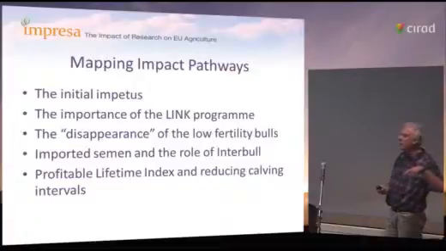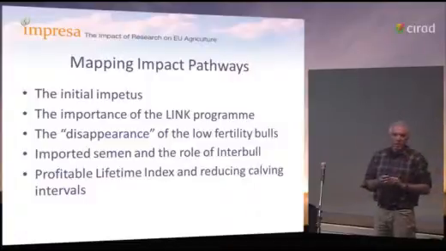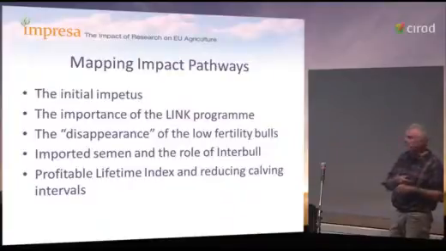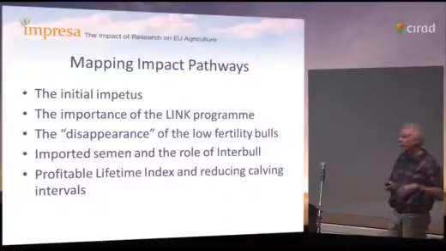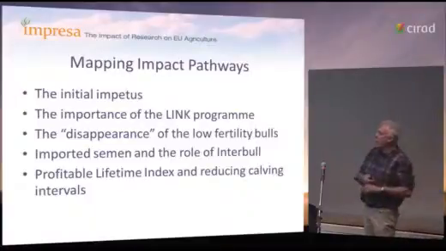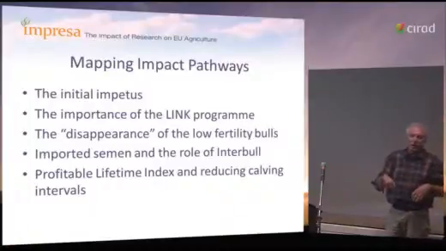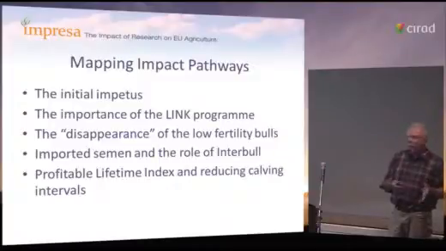But about 2 years after this fertility index was first published, Interbull, the organization that compares bulls, established an international standard, since about 80% of the semen used in the UK was imported. That meant that all bulls could be compared on the same performance criterion. And the result from mapping the impact pathway in this way was a reduced calving interval.